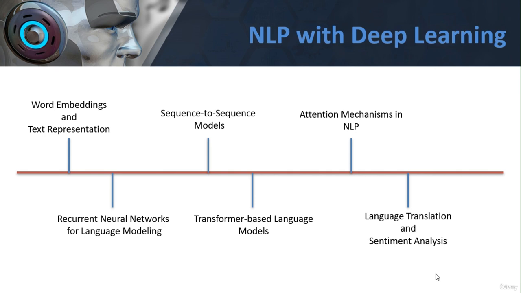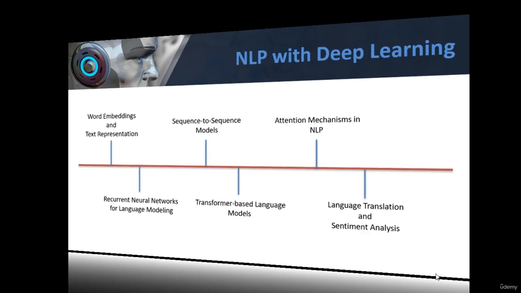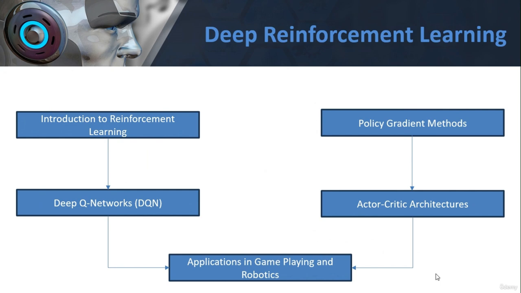Next, we have deep reinforcement learning. Reinforcement learning, also known as RL, involves agents interacting with an environment to maximize a reward signal. The section provides an introduction to RL, discussing Markov decision processes, MDPs, policy, value function, and the exploration-exploitation trade-off. We introduce key RL algorithms, including Q-learning, Monte Carlo methods, and temporal difference (TD) learning.